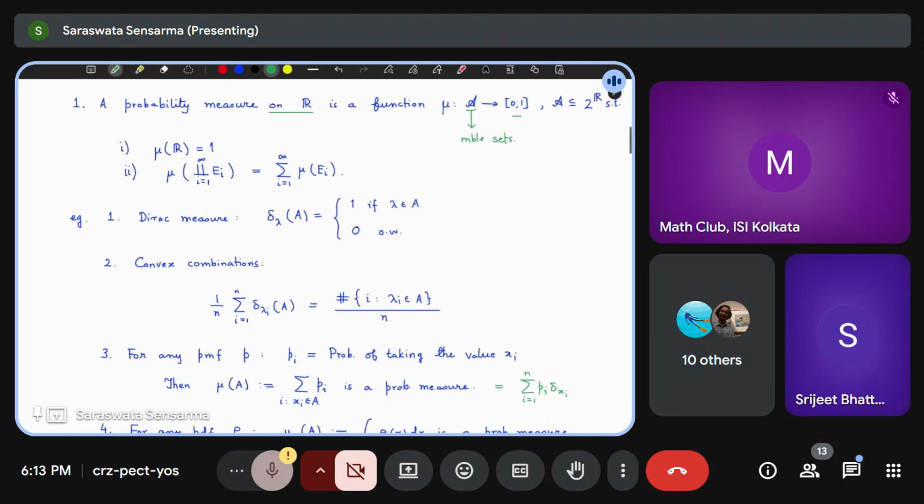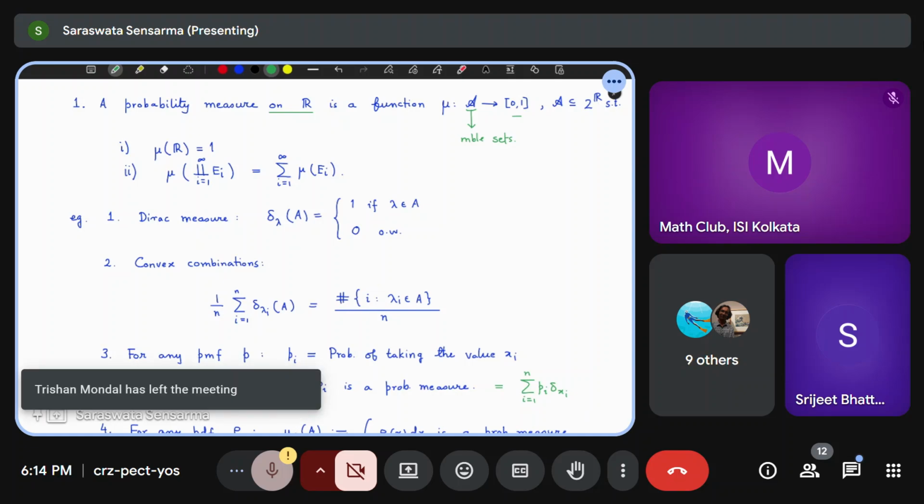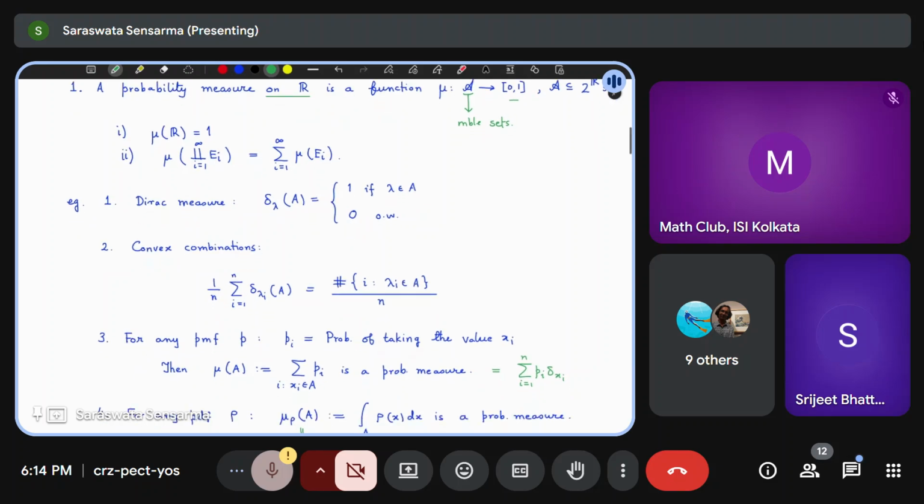So some examples, of course. The first most obvious example is that of the Dirac point mass. So delta lambda of A will be 1 if lambda belongs to this set A, 0 otherwise. And of course, when you have probability measures, you can take convex combinations of those to still get another probability measure. For example, the second one will be a sum of Dirac measures, like a convex combination of Dirac measures, which gives another measure. So this is basically a rescaled counting measure. You can give different kinds of weights.